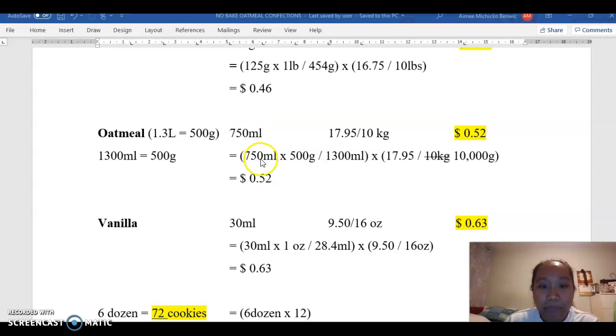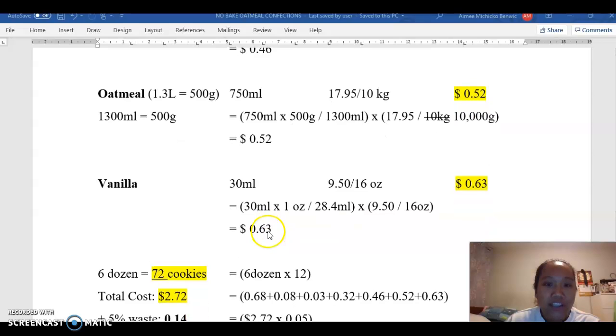750 ml, got it from here, multiplied by 500 grams divided by the 1,300 ml. So we can cancel ml and ml. We are left with grams multiplied by the unit price of $17.95 divided by 10 kilograms. We cannot move forward because kilograms and grams are different units, so we have to convert kilograms into grams. We all know there's 1,000 grams in 1 kilogram. So 10 multiplied by 1,000 gives us 10,000 grams. As we compute all of this, that gives us 52 cents for the cost of oatmeal.